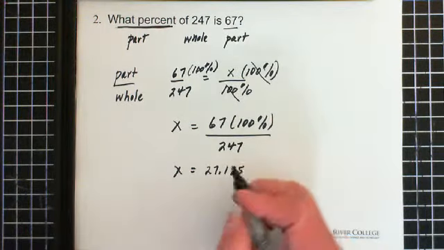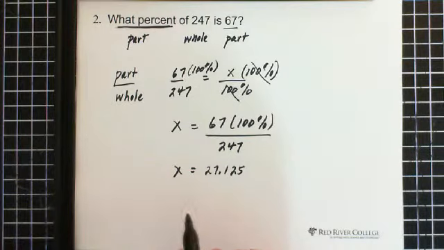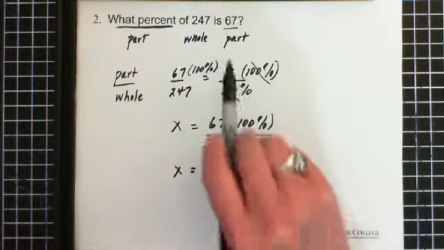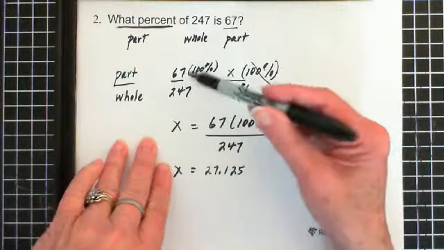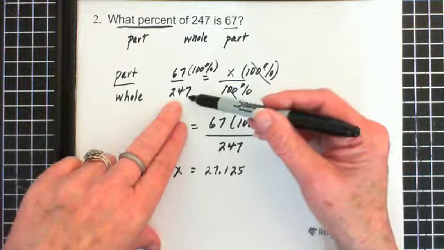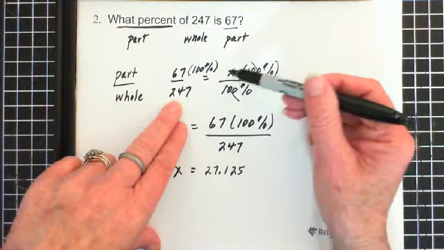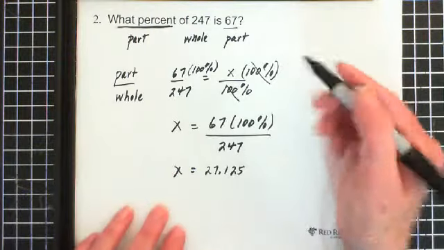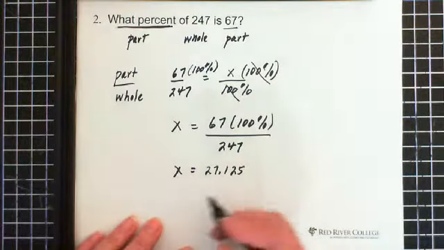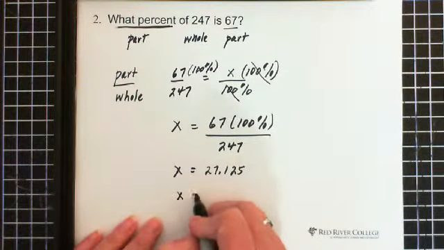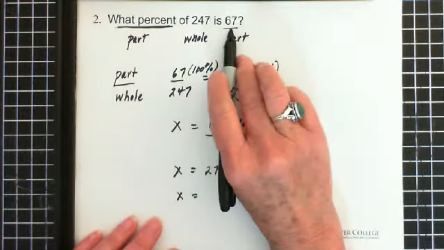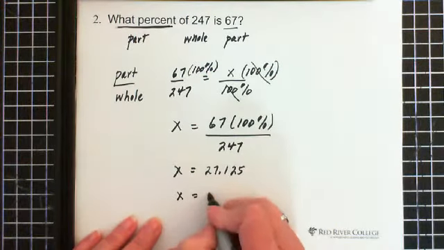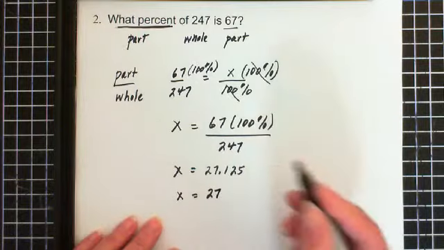27.125. Now I'm just going to ask myself, is that a reasonable answer? Yes, it is a reasonable answer. Okay, so 67 with respect to 247, that's more than double 100. So then this answer has to be probably a little bit less than 30. And paying attention to sig figs, if we're worried about that, we have 3 sig figs, 2 sig figs, so let's go with 2 sig figs here. We're going to go with 27.